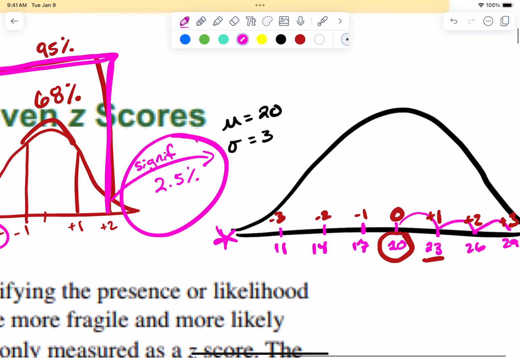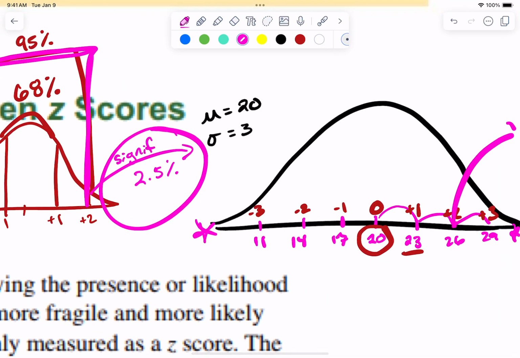So if you scored above, let's say a 26 according to this data, you are in the highest 2.5% of people who took the ACT. Now, again, I made this data up, so if that was you, the cutoff mark is probably a little bit higher than that, but whatever.